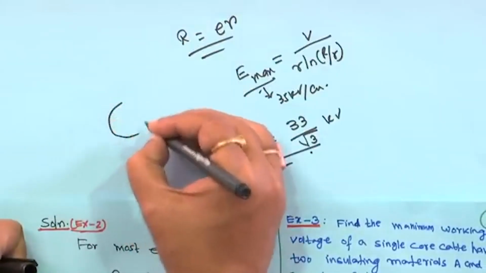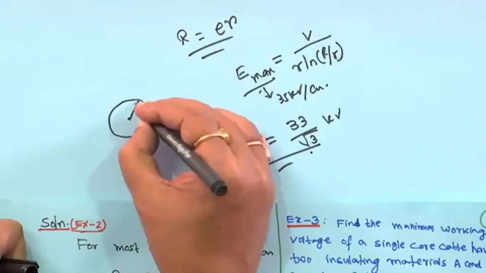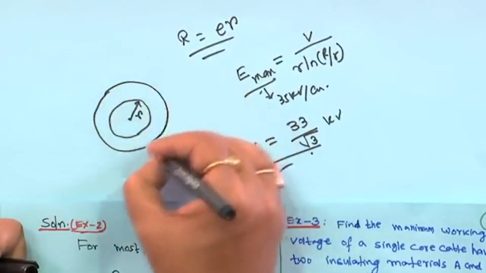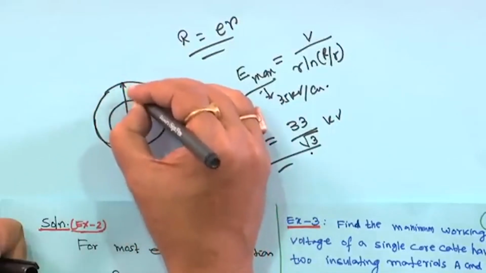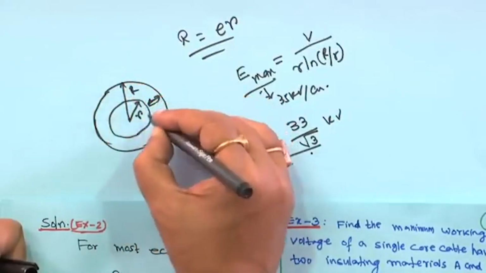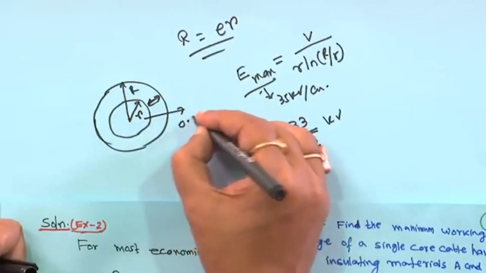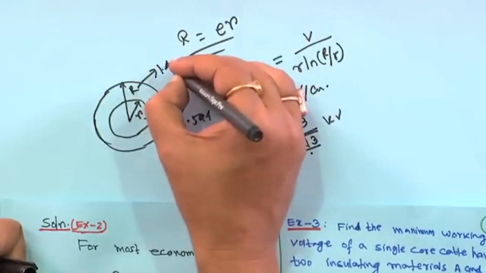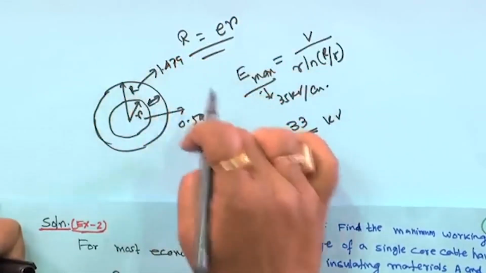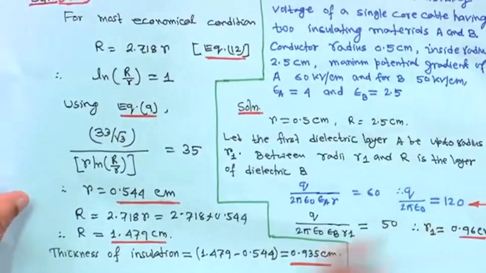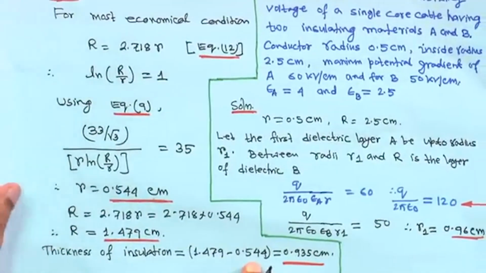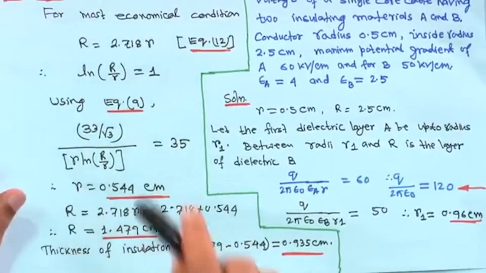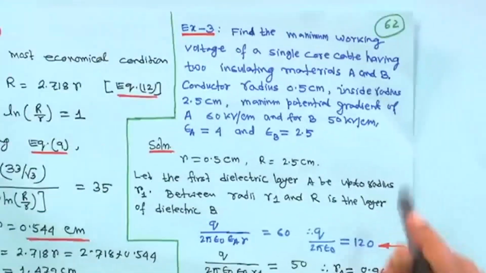I mean it is like this. This is the conductor, this is its radius small r, and this is your outer radius, capital R. So this is the thickness of the insulation. This r is 0.544 and this capital R is 1.479. So thickness is capital R minus small r, that is 1.479 minus 0.544, so 0.935 centimeter. This is example 2, understandable, easy one.